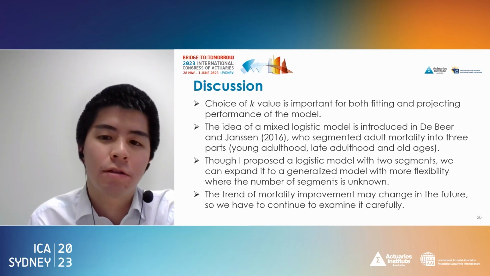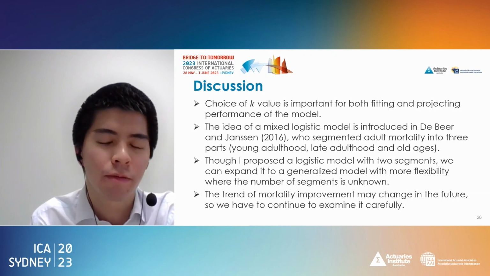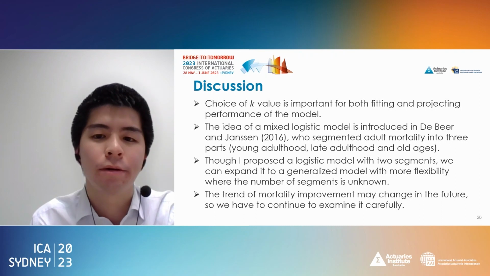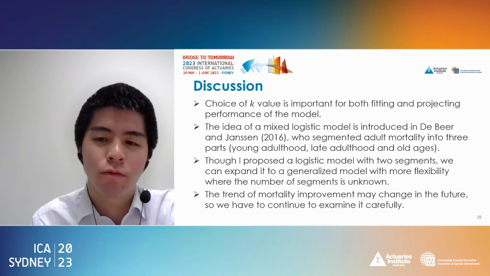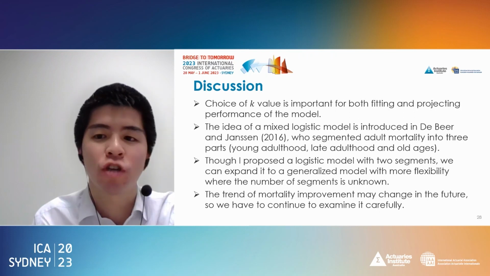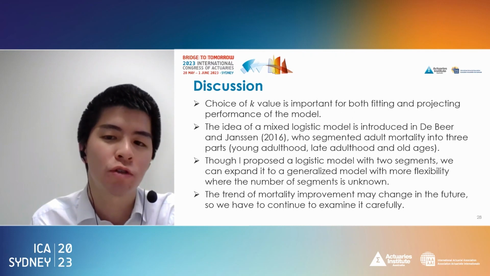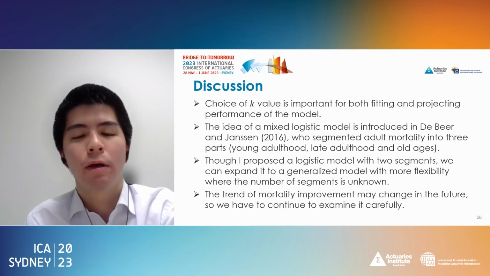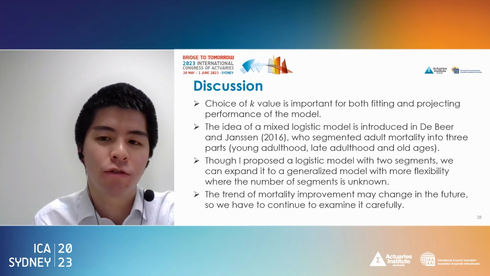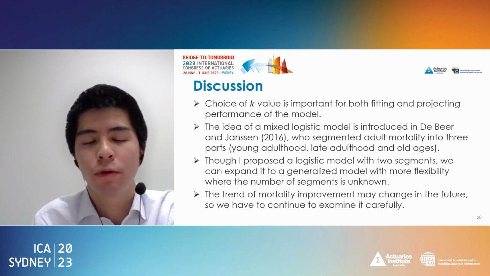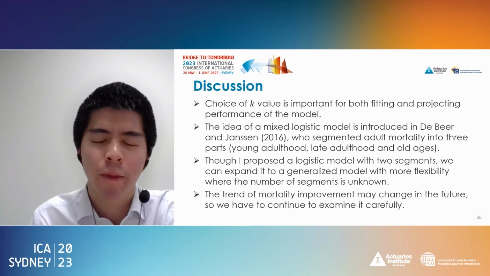And next, related to the point mentioned now, we can think about a generalized model without any assumption on the number of segments. Such a model will have more flexibility in its shape, but it will be difficult to keep stability of the estimation process. And lastly, of course, the trend of mortality improvement will change over time. So we have to explore a better expression continually.